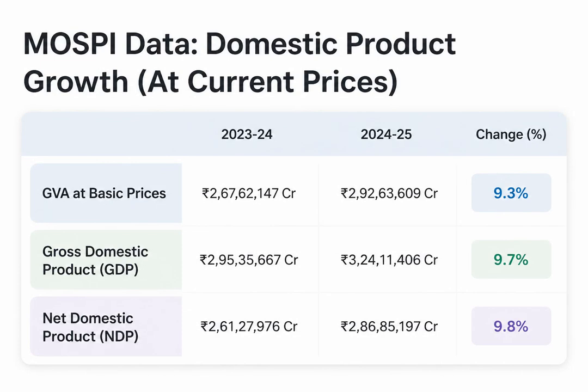Digging into the detailed report from the Ministry of Statistics and Program Implementation, we can observe the growth at current prices. Gross value added at basic prices is showing a 9.3% year-over-year change, reaching over 292 lakh crore rupees. Consequently, the gross domestic product at current prices is expanding by 9.7%, crossing the 324 lakh crore mark. Net domestic product closely follows with a 9.8% growth rate.